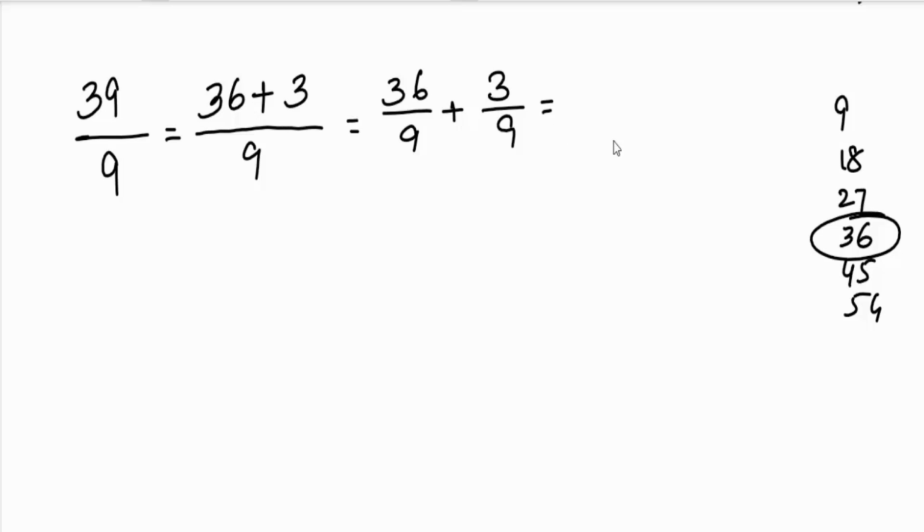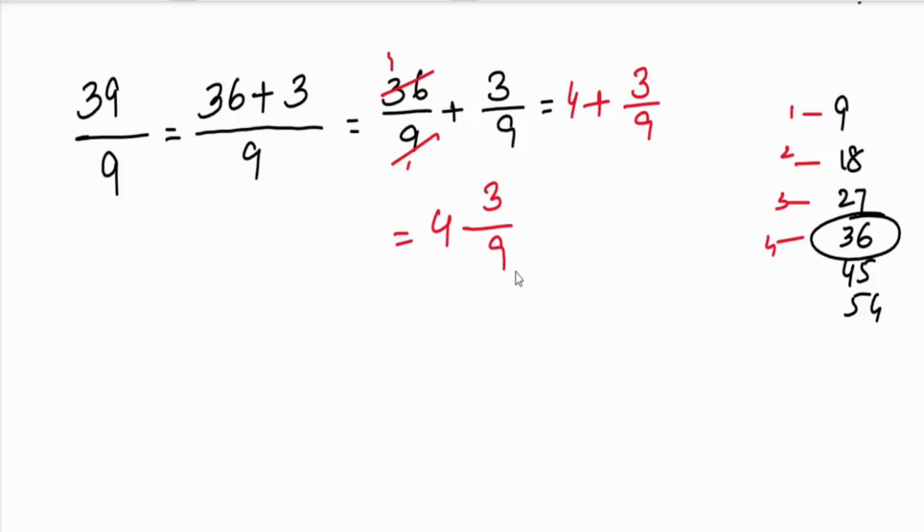So in this way you can understand and write it. This is 1, this is 2, 3 and this is 4. So this is 4 plus 3/9. Now you can write 4 as a whole number. This is 3/9. So this is your answer. It's a simple way to convert an improper fraction to a mixed number.